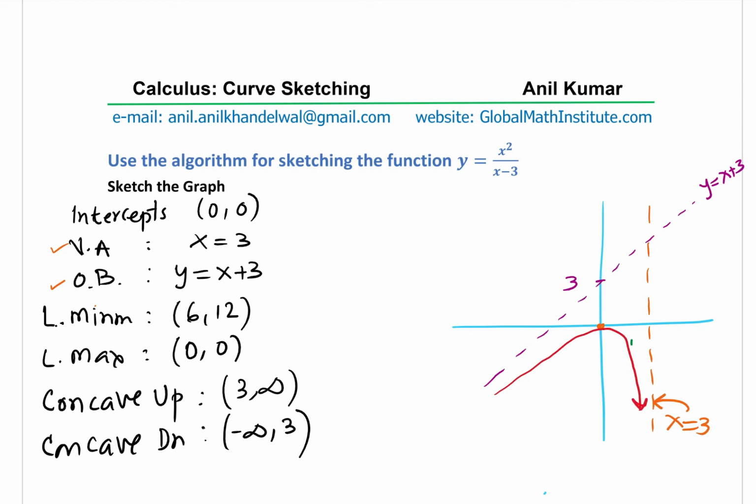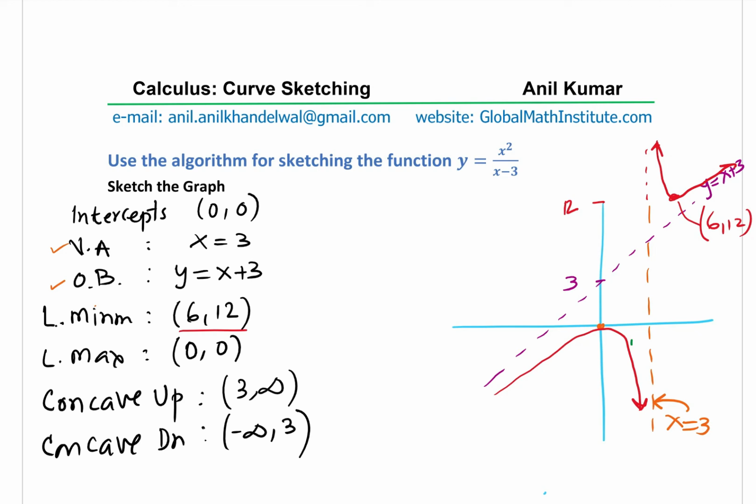On this side, we have a local minimum, which is 6, 12. So let me say that this point here is 6, 12. So I'm calling this point here as 6, 12, which is local minimum. So let me extend this. And so the graph on this side will be like this, where this point here is 6, 12. Is that clear to you?